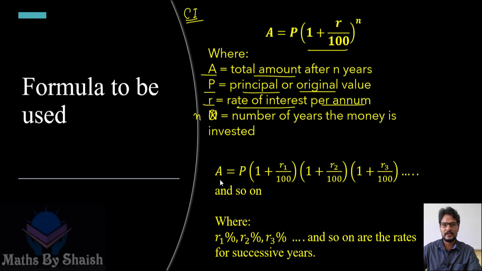And the next one is A equals, A is again the total amount after n years. If the rate of interest is changing for successive years, let's say for the first year it is R1%, second year it is R2%, and third year it is R3%, and so on, then the amount after n years would be P times (1 plus R1 by 100) into (1 plus R2 by 100) into (1 plus R3 by 100), and so on. And if it says that for the first 2 years the rate of interest is R1, we will put the power as 2, because it is going to be twice in a row.